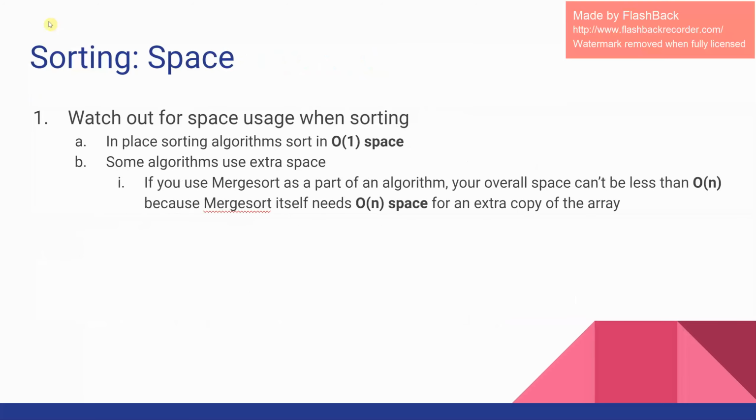So next, let's talk about space requirements for sorting algorithms. In terms of space requirements, the terminology you want to know is an in-place sorting algorithm. When a sorting algorithm is in place, it means that it only uses O of 1 extra space. Some algorithms actually do use more than O of 1 extra space. One example is merge sort. Merge sort uses O of n extra space because it has to make a copy of the array to perform merging. That's actually one of the main drawbacks of merge sort.